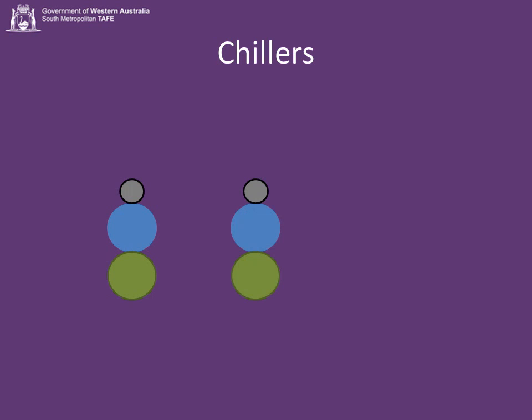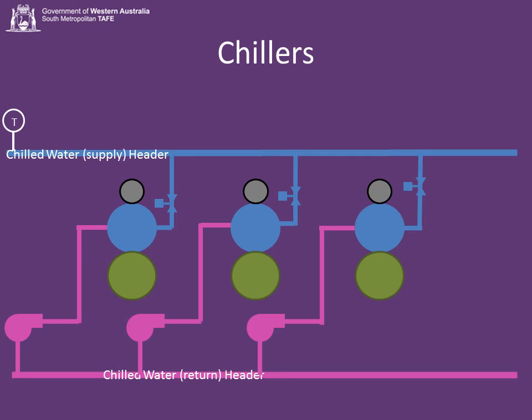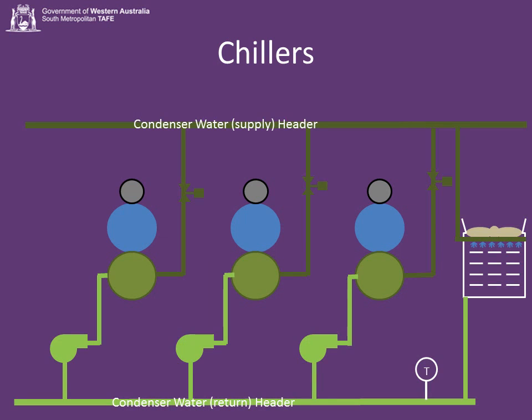In my example, I've got 3 chillers. The chilled water pump pumps water through the chillers, which cools the water. The chilled water is sent off to the building or the plant. We need to maintain a certain chilled water supply temperature. We need to get rid of the heat that builds up in the condensers. The condenser water is pumped to the cooling tower where it's cooled and then returned.